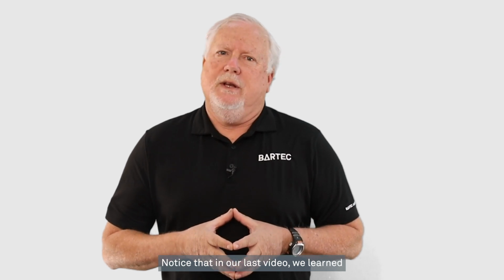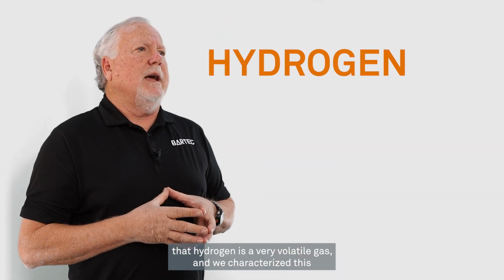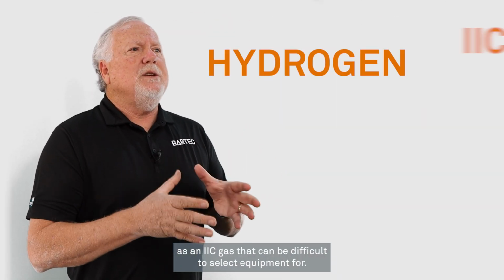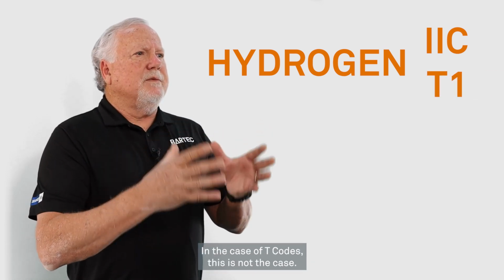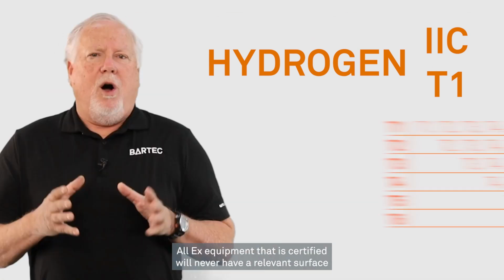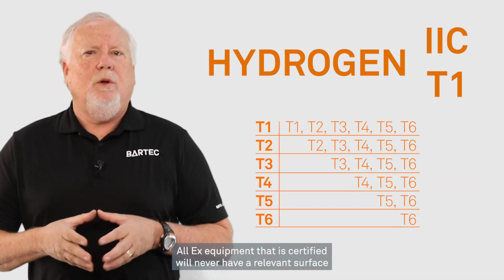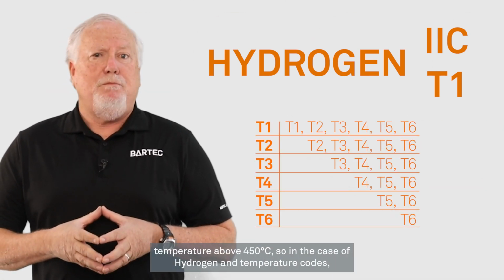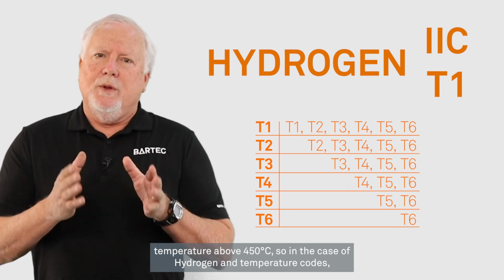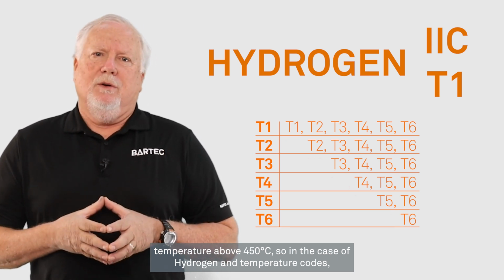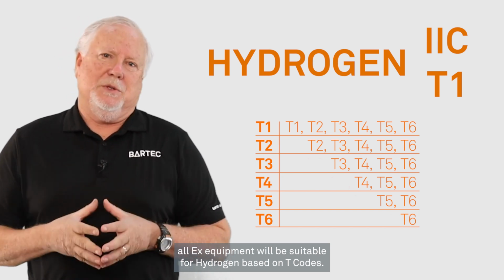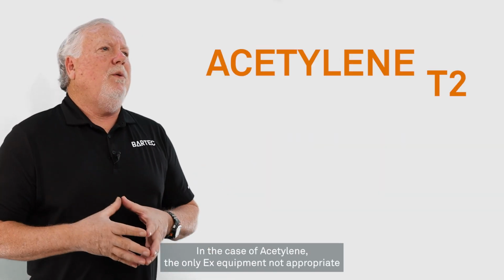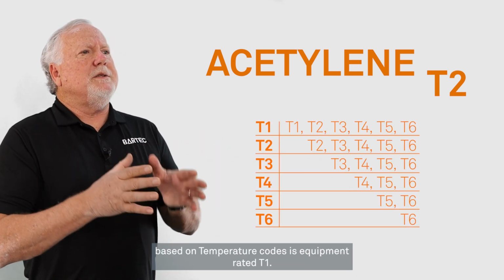Notice that in our last video, we learned that hydrogen is a very volatile gas, and we characterized this as a 2C gas. That can be difficult to select equipment for. In the case of T codes, this is not the case. All EX equipment that is certified will never have a relevant surface temperature above 450 degrees C. So in the case of hydrogen and temperature codes, all EX equipment will be suitable for hydrogen based upon T codes. In the case of acetylene, the only EX equipment not appropriate based upon temperature codes is equipment-based T1.